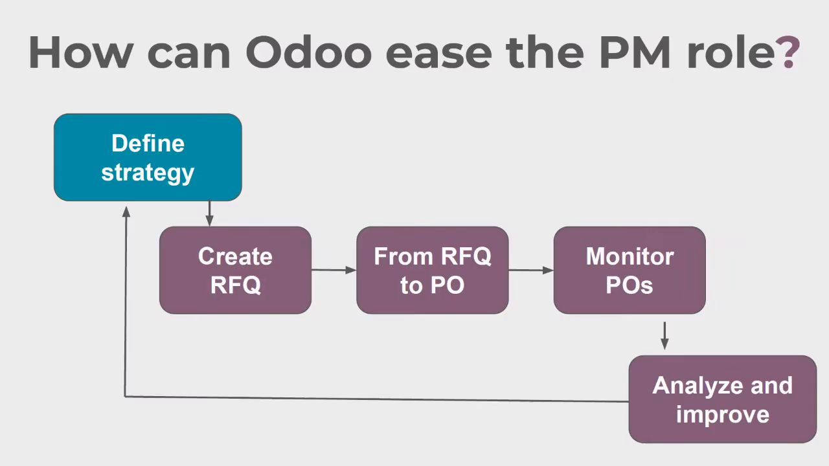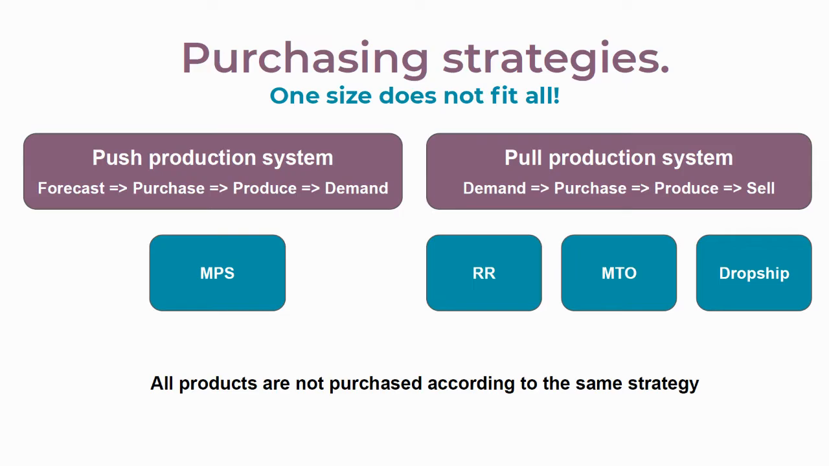So the very first step is defining the strategy. We know that one component would not necessarily be replenished in the same way as others. Either it can be replenished in a push logic, so we really make the forecast first, then purchase, produce, and then see demand. That will be done in Odoo through MPS. We will not cover this specific feature in this use case.